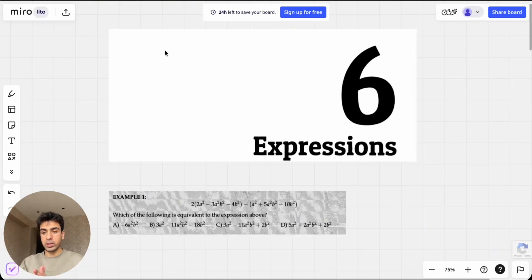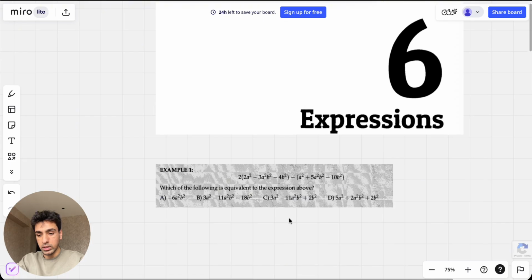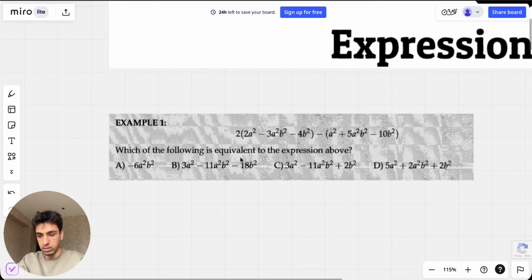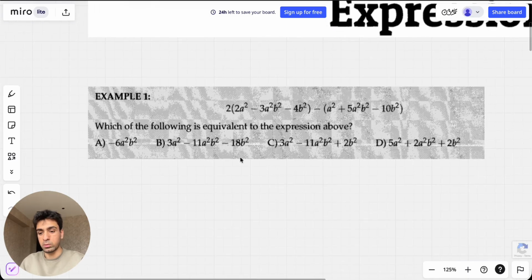Okay, so we'll be working with expressions today, expressions in SAT, everything to do with algebra. How do you manipulate them? How do you factor them? So we'll start with the first example. In example 1, we have this expression, and we need to find what would be an equivalent expression of this, right? So what you do is you start off by expanding.